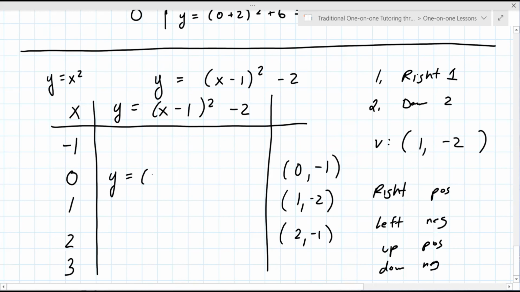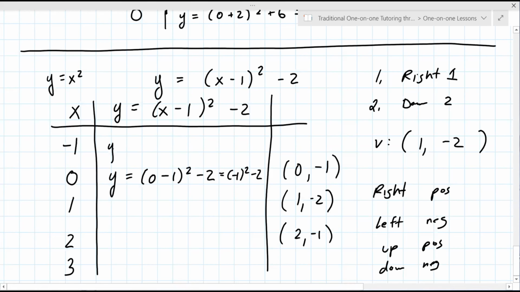So it's y equals 0 minus 1 squared minus 2. Mm-hmm. So 0 minus 1 is -1. Squared minus 2. -1 squared is 1, minus 2. Okay, maybe that's where I went wrong.